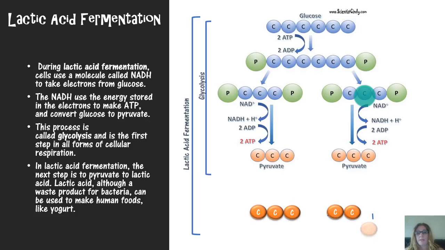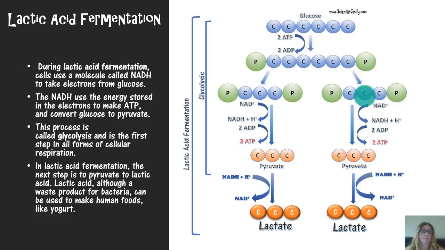All right. So let's look at lactic acid fermentation. During lactic acid fermentation, cells use a molecule called NADH to take electrons from the glucose molecule. The NADH uses the energy stored in the electrons to make ATP and converts glucose to pyruvate. This process is called glycolysis and is the first step in all forms of cellular respiration. In lactic acid fermentation, the next step is to convert pyruvate to lactic acid. Lactic acid, although a waste product for bacteria, can be used to make human foods like yogurt.